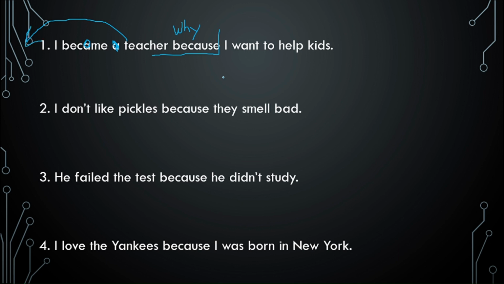Now let's look at the answer part. I want to help kids. Well, we don't use the word to, and we don't need an S. There's no apostrophe, but we get rid of the S. So now, what is the topic here? Kid. So kid, I want help. So putting it all together, teacher, I want, become, why? Kid, I want help.